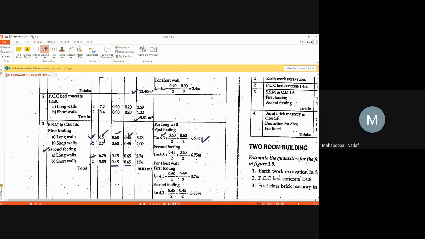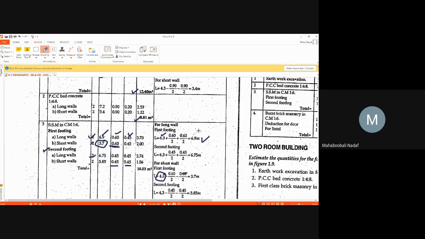Now, how is this 3.7 calculated for the short wall? What is the formula? Center to center minus b by 2 minus b by 2. What is the actual center to center for the short wall? This 4.3, correct? Yes, sir, 4.3. What is the width you are going to deduct, minus b by 2 minus b by 2 of that item? It is 0.6. Very good.